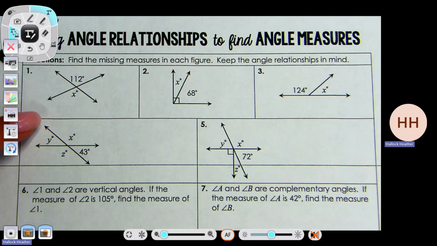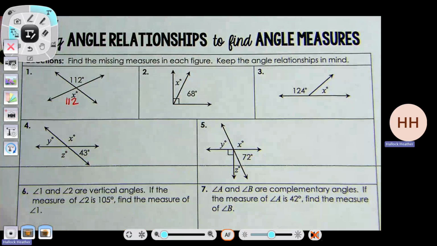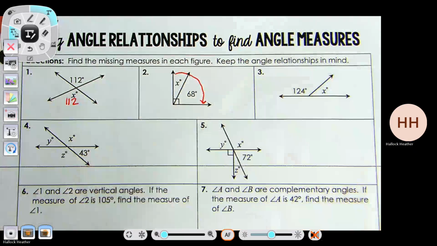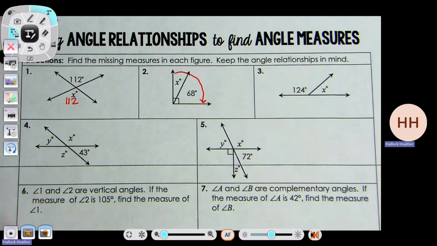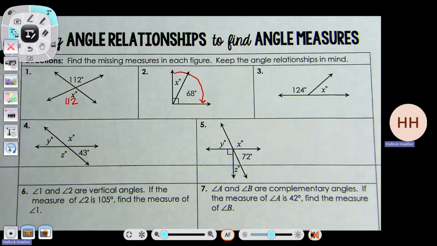What's number 1? It's vertical. So what's X? You said math. It's 112. 90. Well, the whole thing is 90. Oh, number 1 is not 90 and 90. It's 112. We just find the missing one. Yeah, you're just finding X.